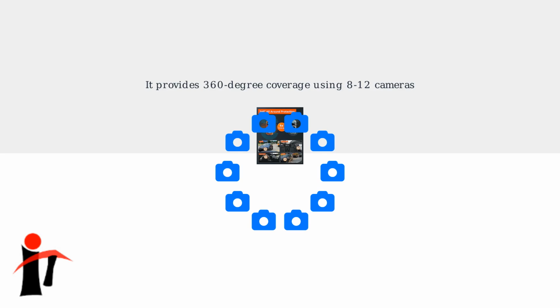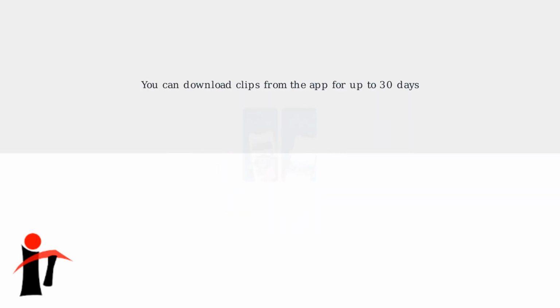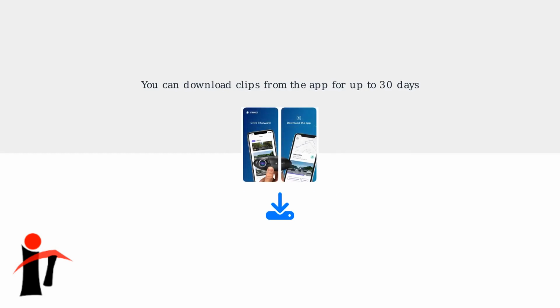Typically utilizing 8 to 12 cameras positioned around the vehicle, this comprehensive view ensures no blind spots and captures everything happening both inside and outside the car. Saved clips are stored in the cloud and accessible through the Tesla app. You can view and download these clips for up to 30 days after they were recorded, giving you ample time to review important footage or save it locally to your device.